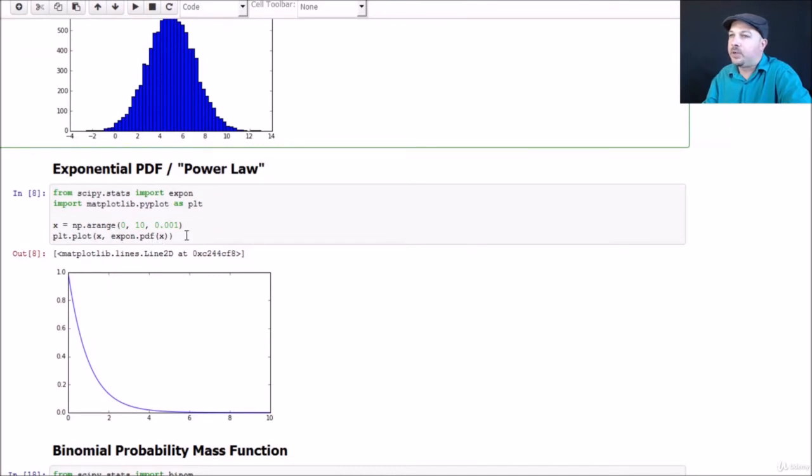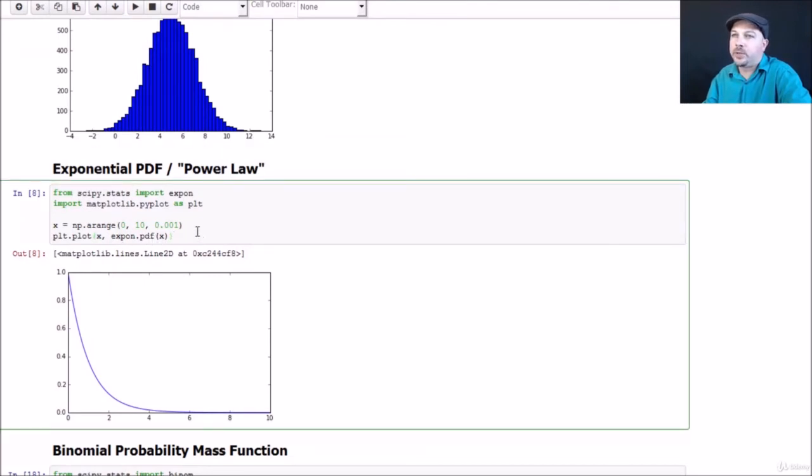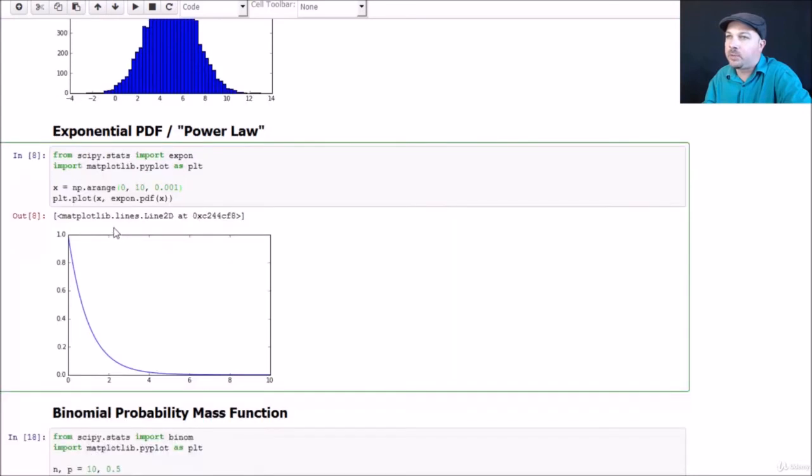And we can use the same syntax that we did for the normal distribution with an exponential distribution here. So again, we just create our x values using the numpy arange function to create a bunch of values between 0 and 10 with a step size of 0.001. And then we plot those x values against the y-axis, which is defined as the function exponential PDF of x. And it looks like that, an exponential fall off.